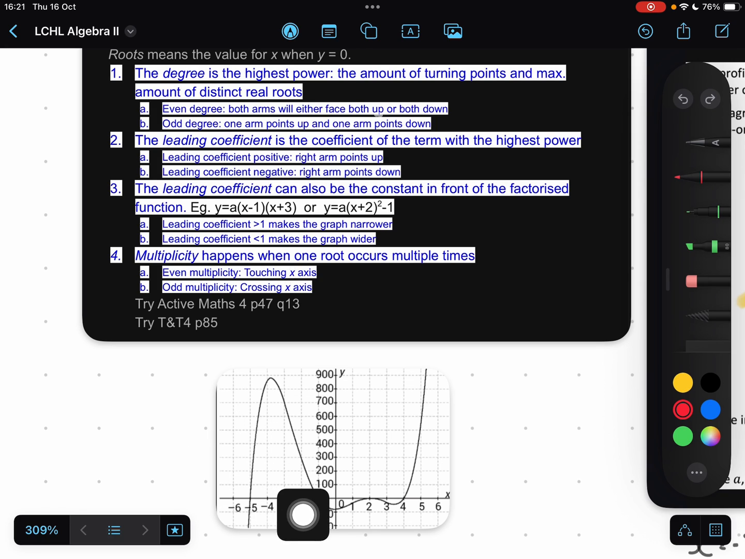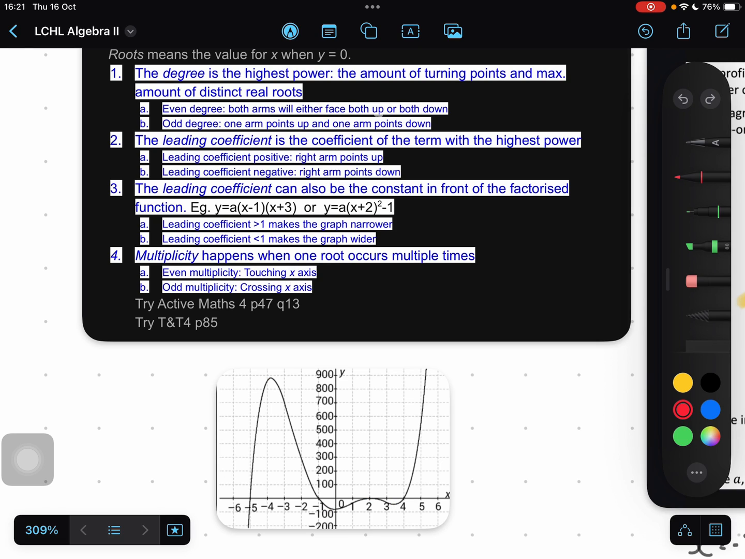We can see what number that is by counting how many turning points it has and adding one on. So it has 1, 2, 3, 4 turning points. Okay, so it's going to have 5 roots. It's going to be a degree 5.